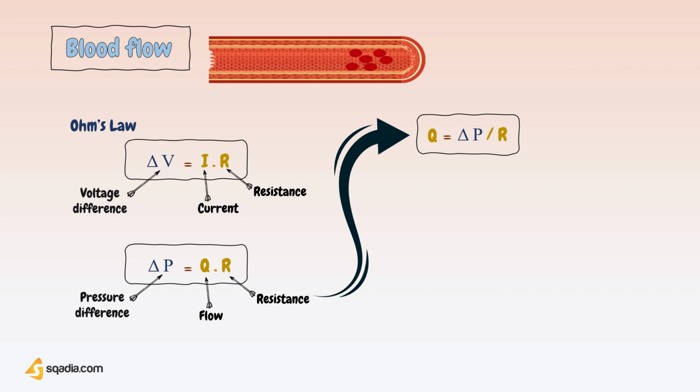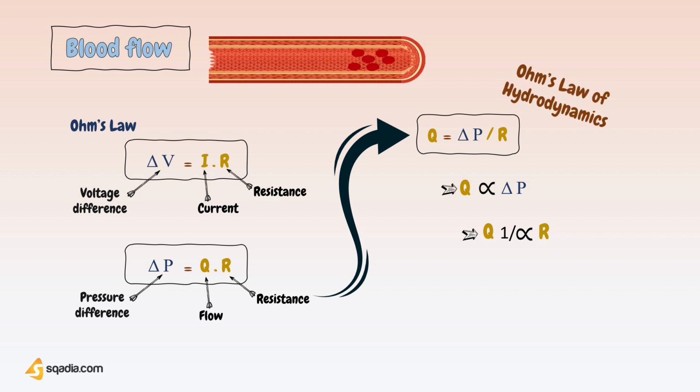This represents that the total blood flow, or cardiac output, is directly proportional to the pressure difference if resistance is kept constant, and is inversely proportional to the resistance through the vasculature if pressure is kept constant. Here, it is called Ohm's law of hydrodynamics. And this Ohm's law of hydrodynamics holds at any instant in time, regardless of how simple or how complicated the circuit is.